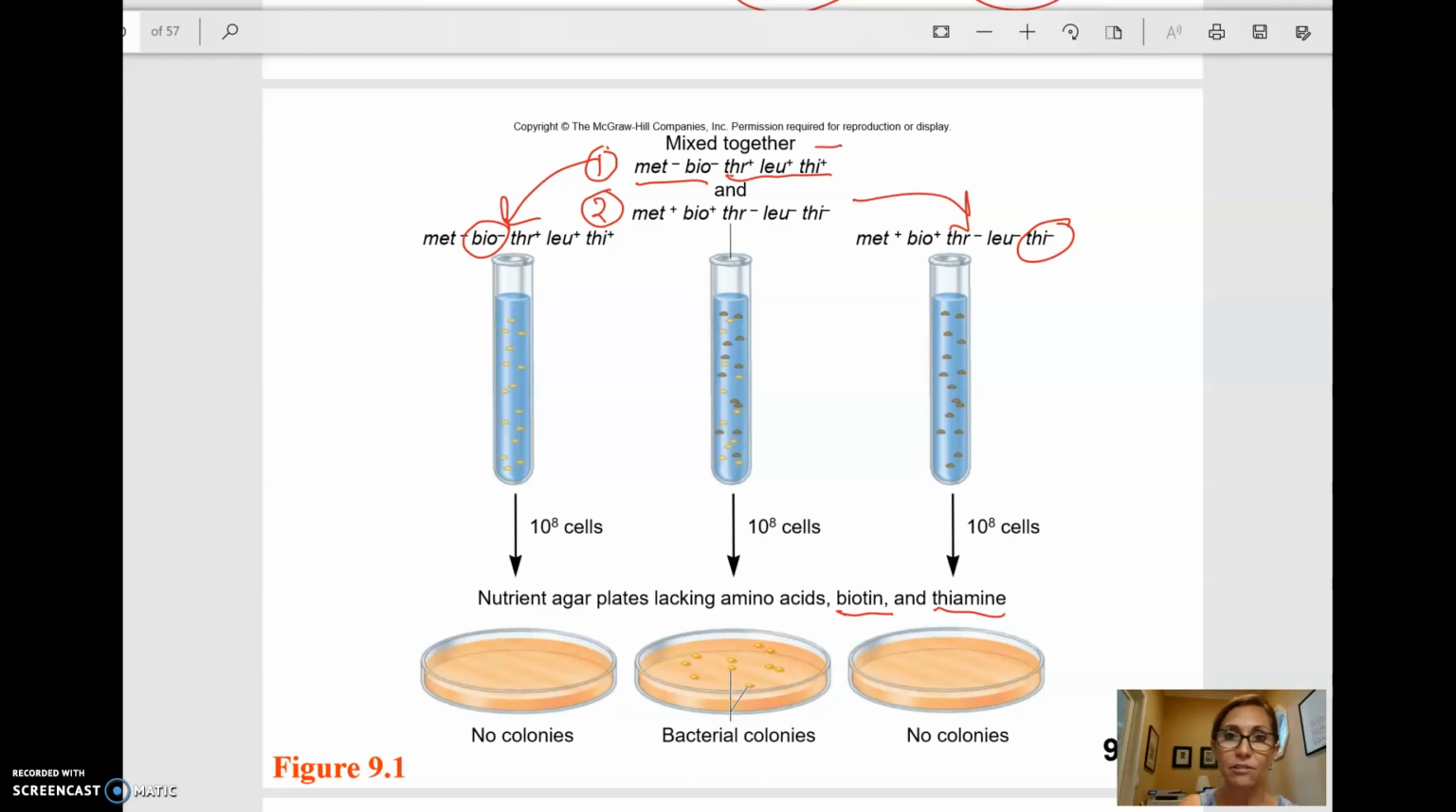When you mix them together, these two groups, number one and number two, and you let them grow in the same test tube overnight, all these incubations were overnight, and you plate them on petri dishes that do not have biotin and thiamine, you got bacterial cells that grew. Over here, the cells did not grow because these cells needed thiamine, and this lacked thiamine, so you had no growth. Over here, in set number one, again, these agar dishes contain no biotin. These cells could not make biotin, so they died as well. But over here, all of a sudden, you have cells surviving.